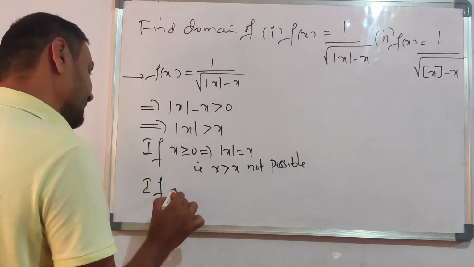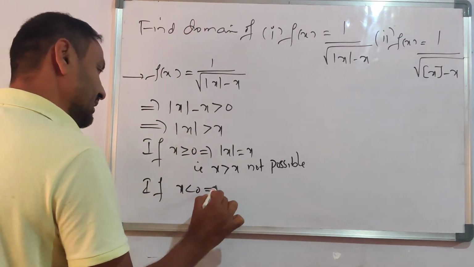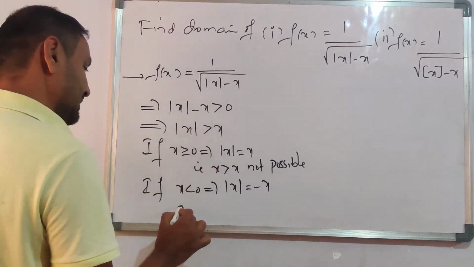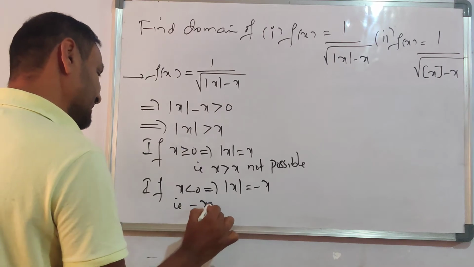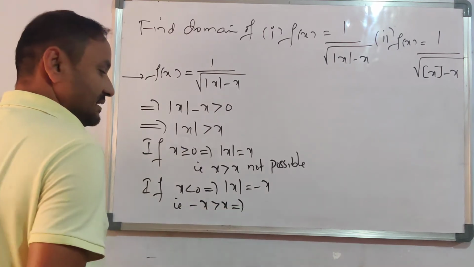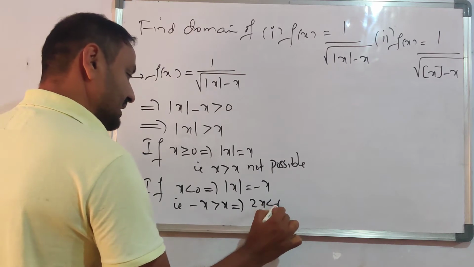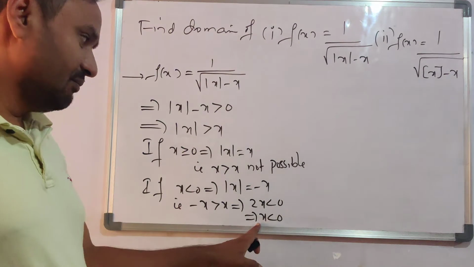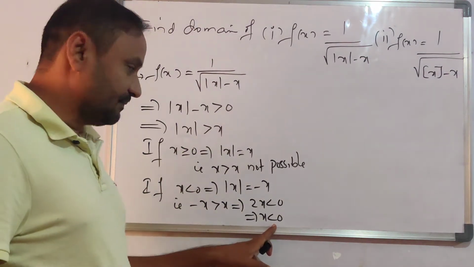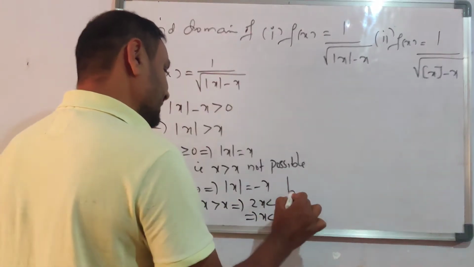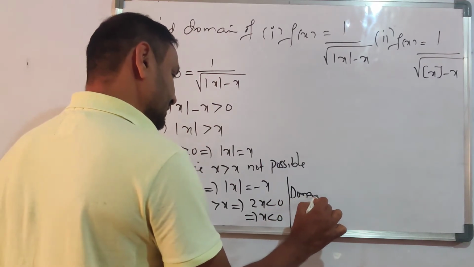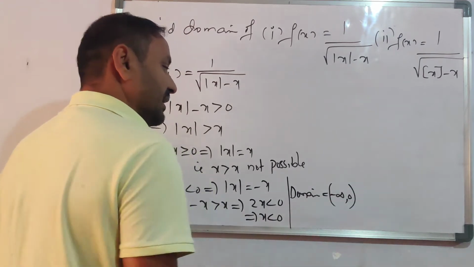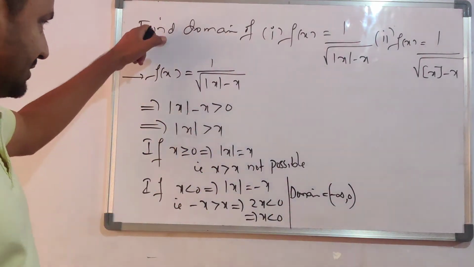If x less than 0, that implies mod x is equal to minus x. So from this, minus x is greater than x, that implies 2x is less than 0, that is, x less than 0. x less than 0 means minus infinity to 0. That means the domain is equal to minus infinity to 0. This is an open interval. So this is the domain of the first problem.